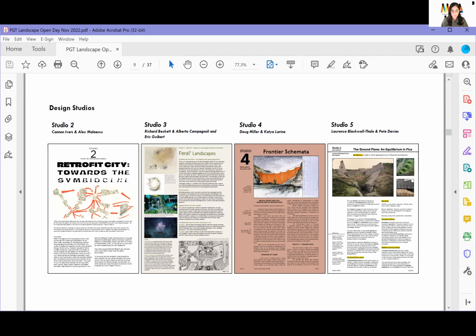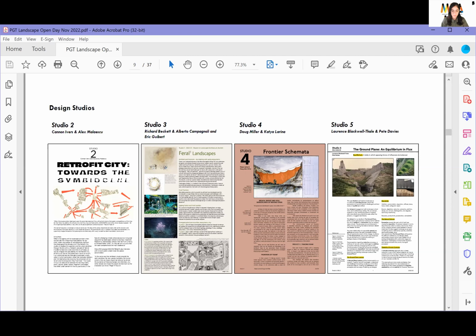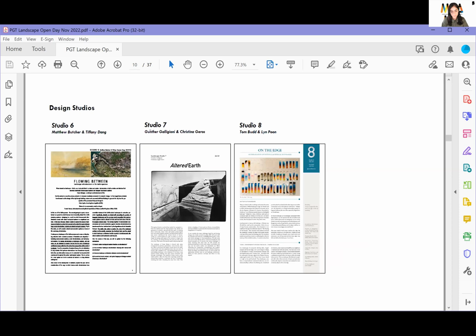We have a mixture of landscape architects. We have researchers, academics, even illustrators, a big mix of people, which helps to inform the different methodologies and types of work within each studio. You can see some of the briefs that they've been dealing with this year, and these get refreshed and updated every year in order to respond to new landscape phenomena or different environmental issues that they wish to address through design work.